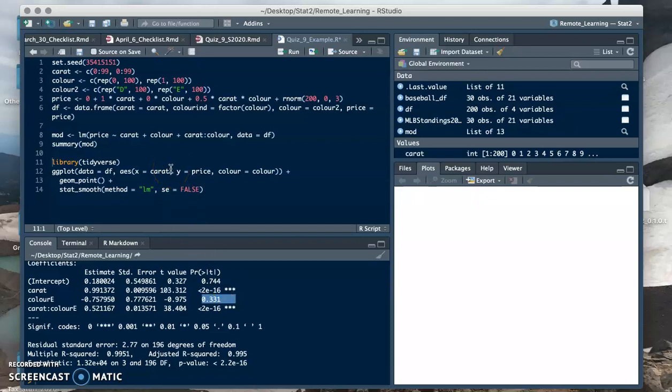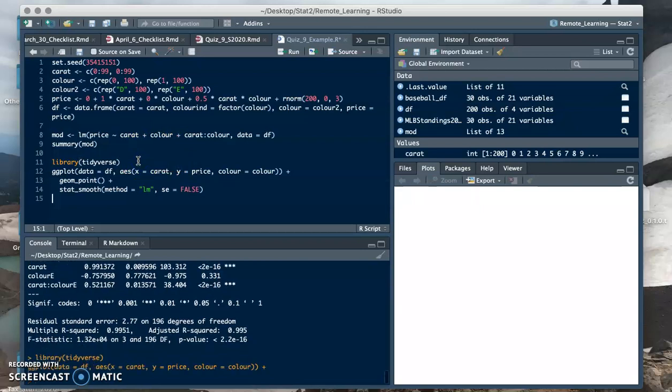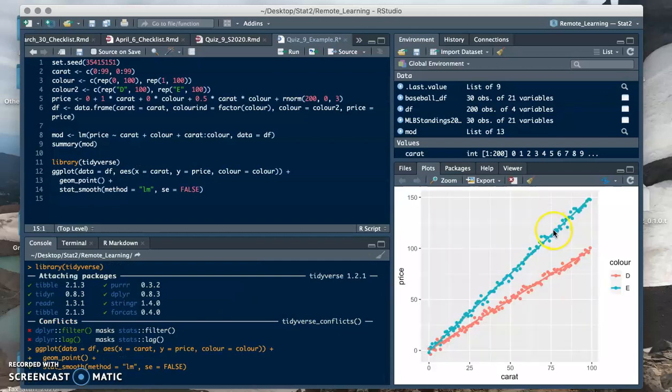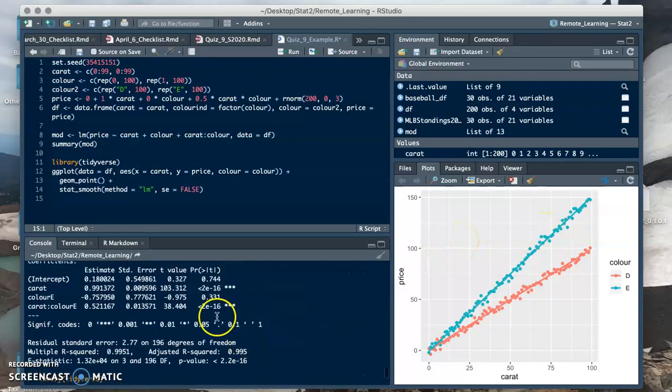Why that interpretation is not necessarily correct is a lot more clear if you look at a graph. And so I made a graph of this. We can't just say that on average the price for color E diamonds, there's no evidence that it's different than the price for color D diamonds, because we can see in this graph that at least for large levels of carat, there seems to be a huge difference in price between the two colors.